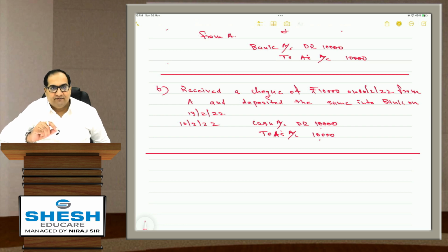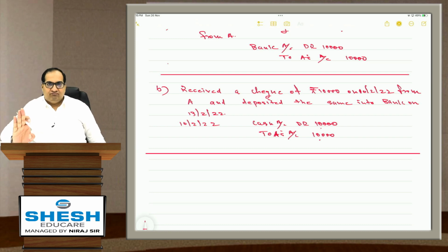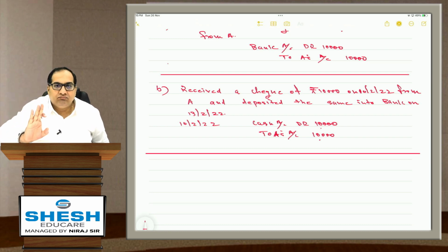Please understand the logic. On 10th, you have not deposited the check with the bank. So bank is not the receiver. So bank account cannot be debited. But on 10th, A is the giver. So A's account must be credited by 10,000 on 10th of Feb only. Hence, I will treat this check received as if I have received cash. And I will debit cash account.